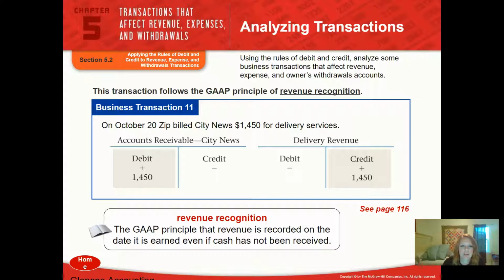So the example of revenue recognition here is business transaction 11. They billed City News for delivery services. So our revenue account is delivery revenue, and we can see that it is increasing by $1,450. And even though we haven't got paid for it yet, we still are showing that City News owes us that money. And we're just saying, hey, we earned the revenue, we haven't received the money yet, but we did make money at this point in time. Then when they pay us, we would decrease accounts receivable and increase cash in bank because they actually paid us at that point. So this is a generally accepted accounting principle, revenue recognition.